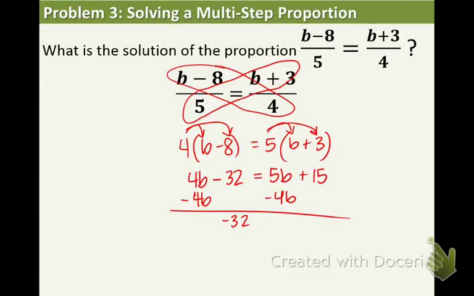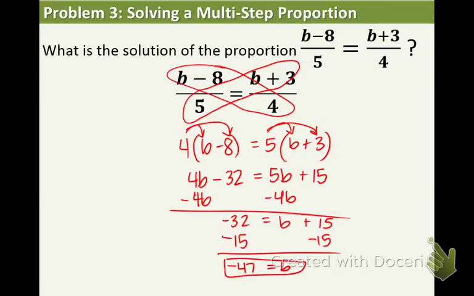Negative 32 equals technically 1b. You don't have to write the 1. Okay, it's actually a one-step equation now. Let's subtract the 15. And we get negative 47 as our B value. So to check that, you would just plug the negative 47 in for the B in both of the positions above.